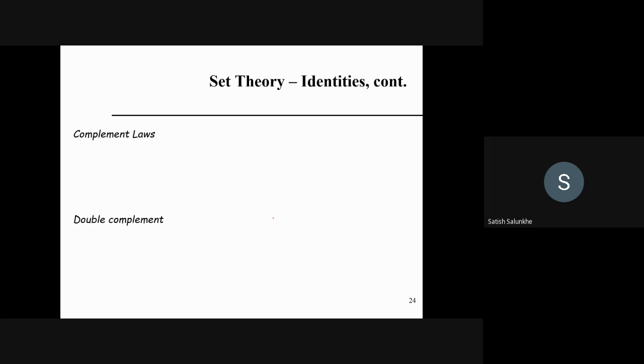Complement laws. This is what we have already learned. What is A union A complement? It is always the universal set. And what is A intersection A complement? It is always the null set. So these are complement laws. Double complement means that if we take the complement of the complement, we get the same set itself.